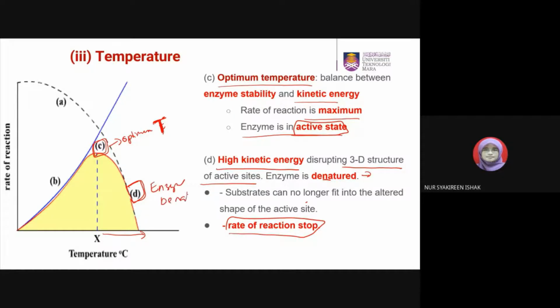Okay, so you need to know what happens at point A. As you keep on increasing the temperature, it decreases the enzyme stability. Point B, as you increase the temperature, it increases the collision between the enzyme and the substrate until it reaches the optimum temperature, where you have the balance between enzyme stability and kinetic energy. Reaction rate is optimal, but if you go beyond, it can cause the enzyme to denature, because the enzyme loses its globular shape, its 3D structure.